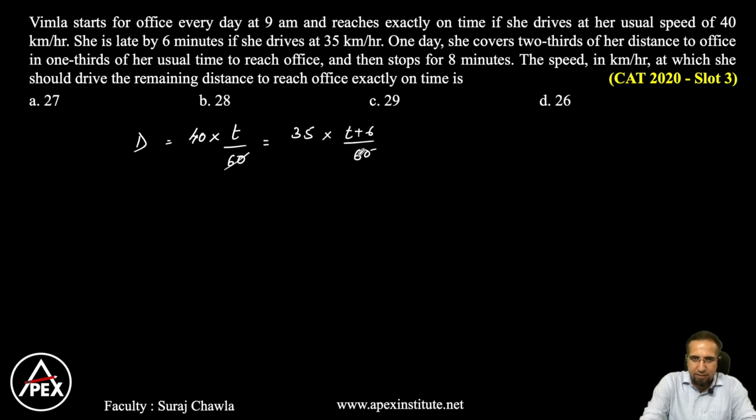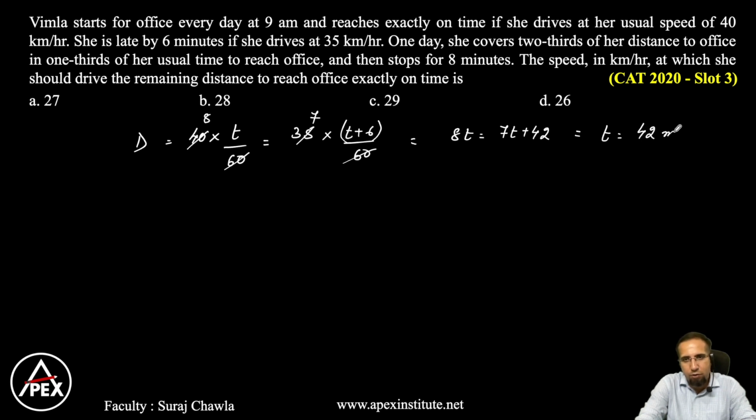So, this 60 and this 60 get cancelled. This is 8s and this is 7s. So, all we get is 8t is equal to 7t plus 42, or we get the usual time taken is equal to 42 minutes to reach the office in usual time, right?